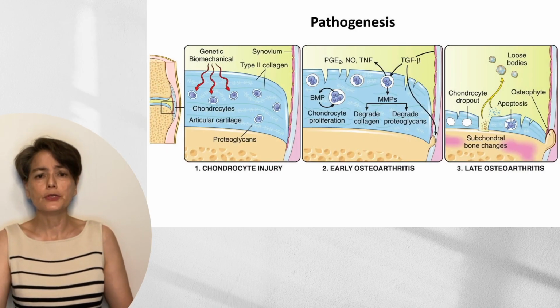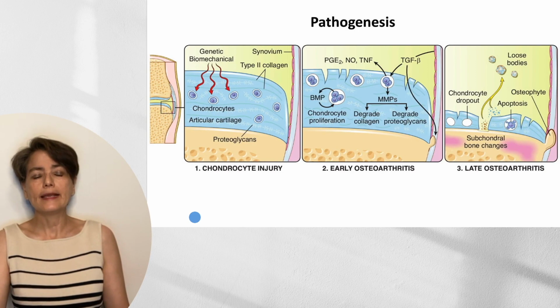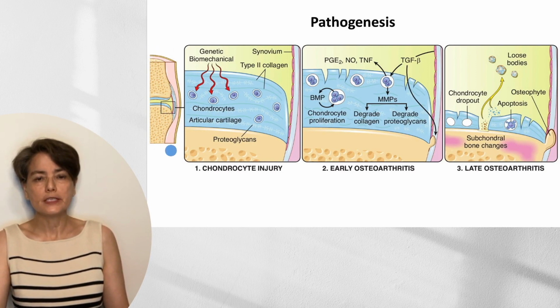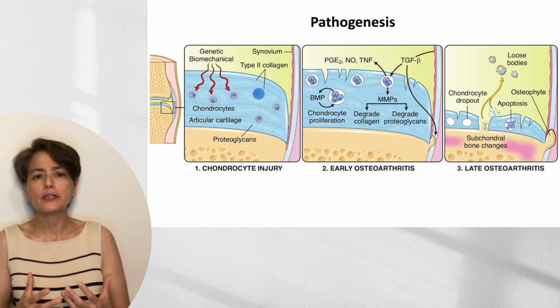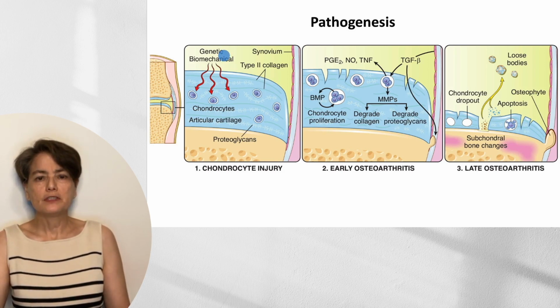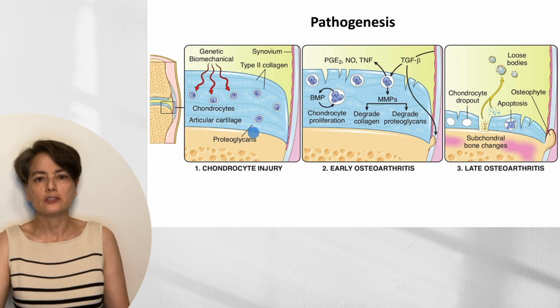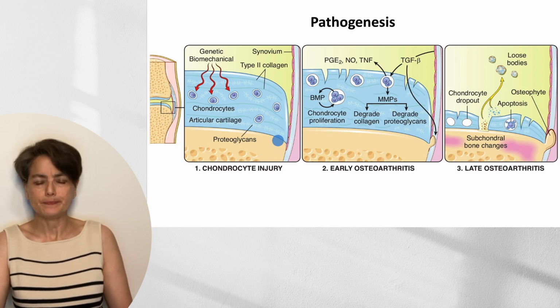So let's look at a cartoon from Robbins and Kumar Basic Pathology, 11th edition, to get an image of what I just gave you in words. So here we have our healthy joint, but then we begin to get some sort of biomechanical injury, and this can be on some genetic background that predisposes to changes in ability to repair in response to injury. We see here we have our synovium, type 2 collagen, you can appreciate it as these light blue lines, and then we have proteoglycans are these squiggly light blue ones here.